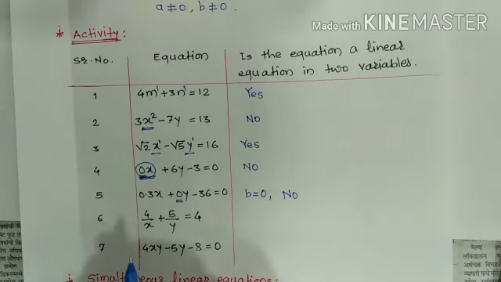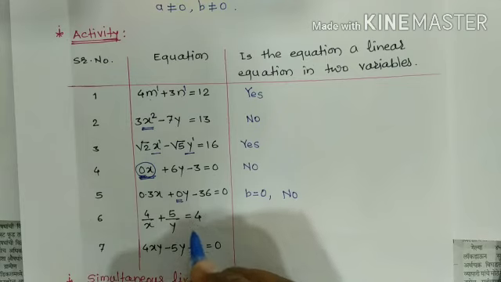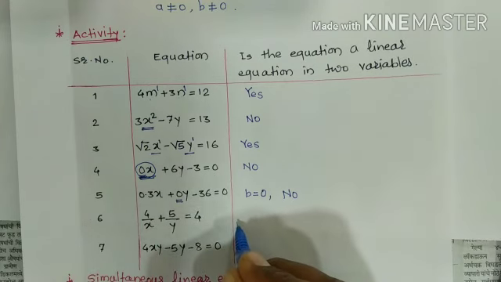Now in this example, 4 upon x plus 5 upon y equals 4. Here the index of the variable x is minus 1.